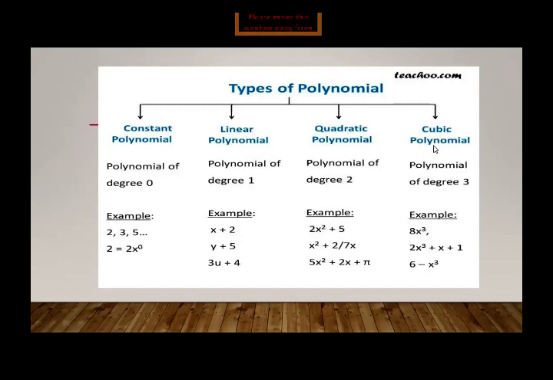The third is cubic polynomial, the polynomial having the highest degree of the variable 3. Examples are 8x cube, 2x cube plus x plus 1, or 6 minus x cube. We observe in all the highest exponent of the variable is 3. So that's why this is known as cubic polynomial.